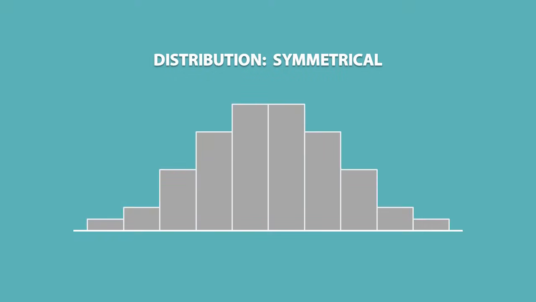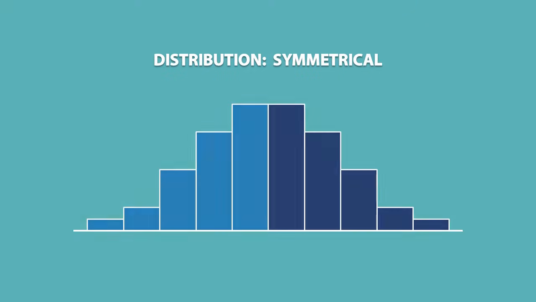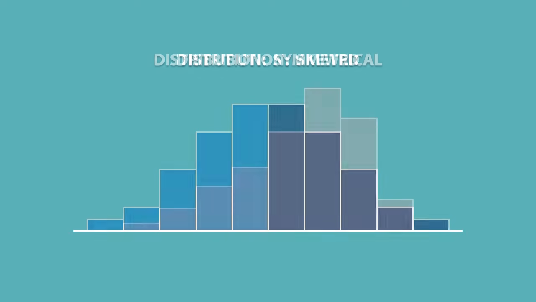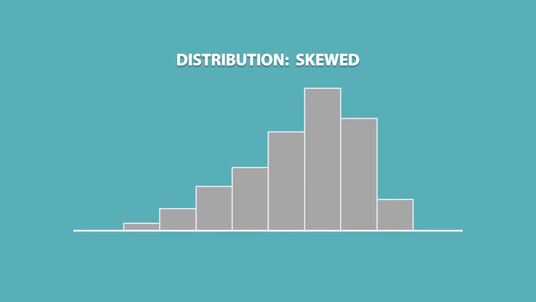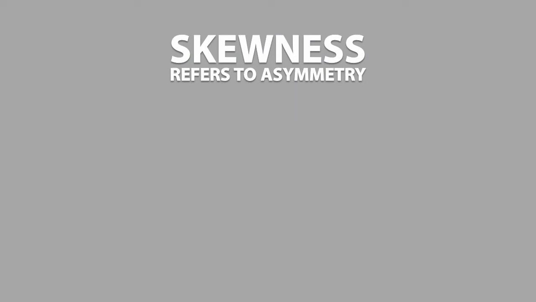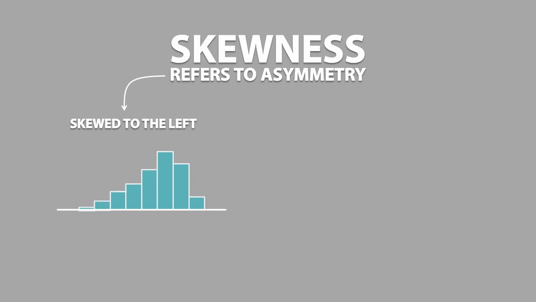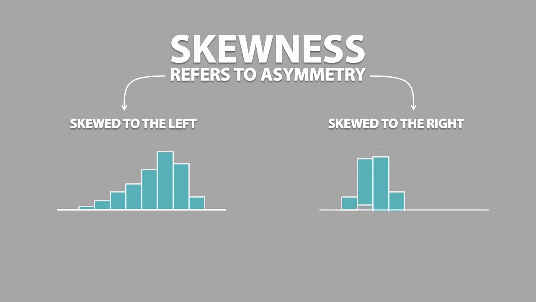A distribution is said to be symmetrical if it can be divided into two equal sizes of the same shape. In contrast, this would be a histogram that is not symmetrical. This is classified as a skew distribution. Skewness refers to asymmetry. We can have distributions that are skewed to the left, and we can have distributions that are skewed to the right.